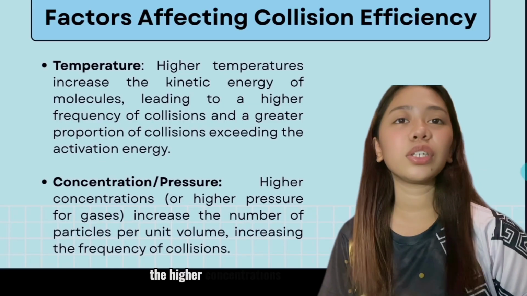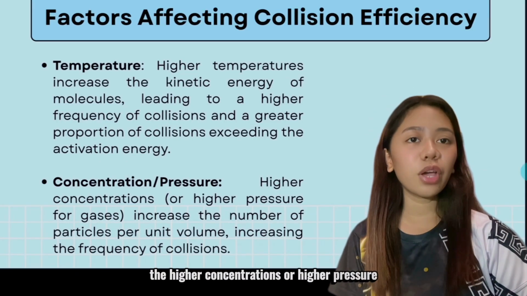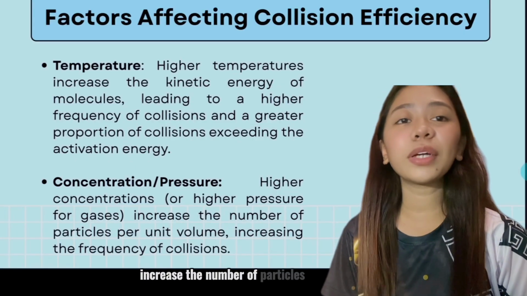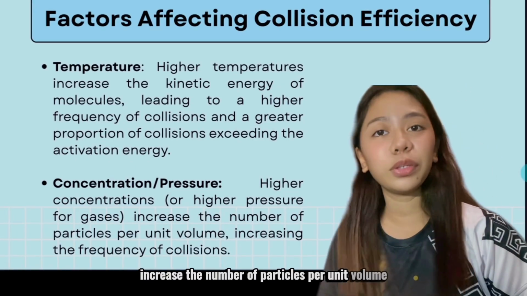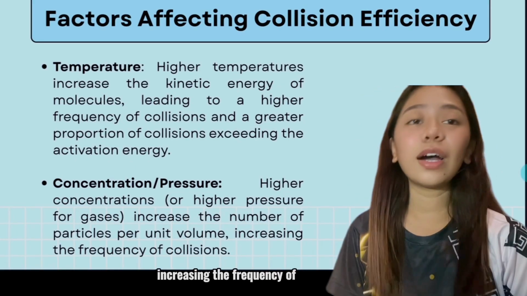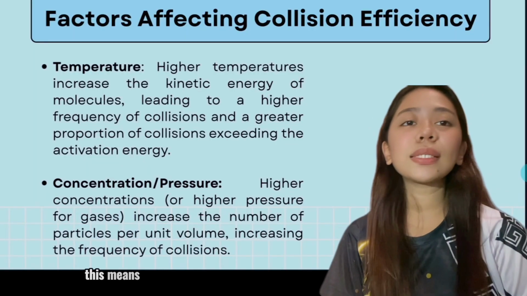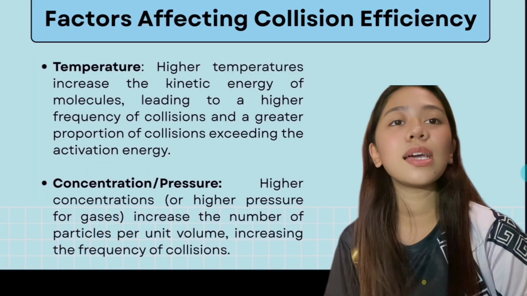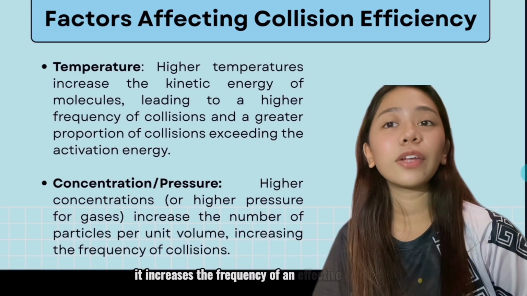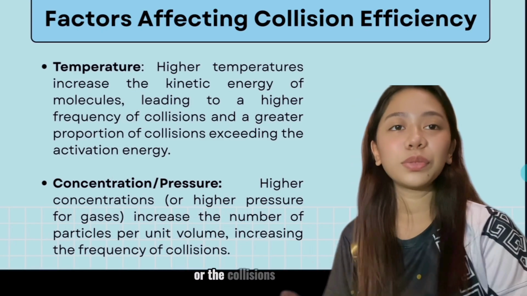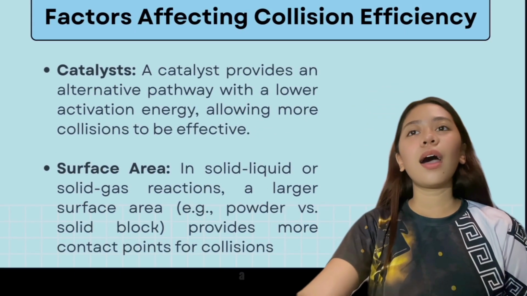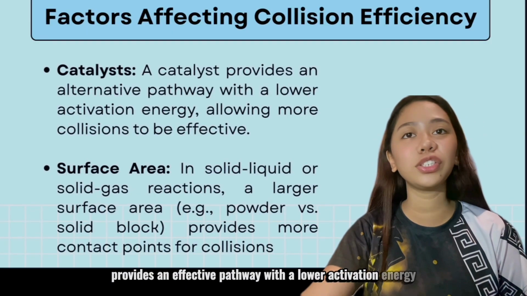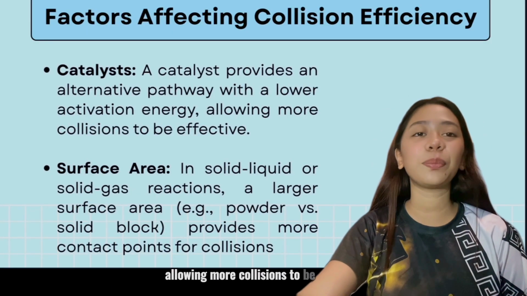Higher concentration or higher pressure, specifically for gases, increases the number of particles per unit volume, increasing the frequency of collisions. So this means that the higher the concentration or the pressure for gases, the more it increases the frequency of effective collisions. Next, the catalyst. A catalyst provides an alternative pathway with a lower activation energy, allowing more collisions to be effective.